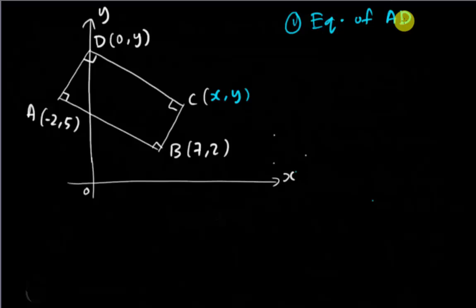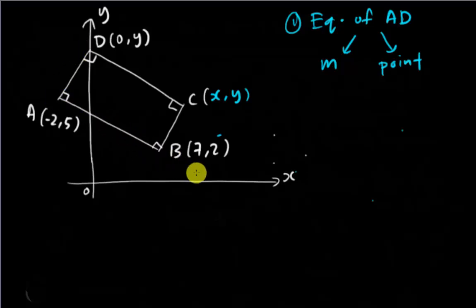But I have some problem here: I do not have the gradient. Most of the time if you want to find an equation, we must have two pieces of information. The first is the gradient, and we also need 1 point on the line. We already have 1 point on the line, which is A, but we do not have the gradient of AD. But we know that AD is 90 degrees, or we call it perpendicular, to AB.